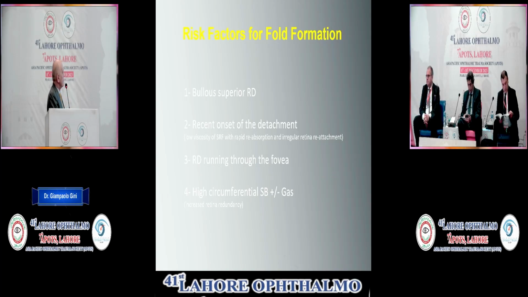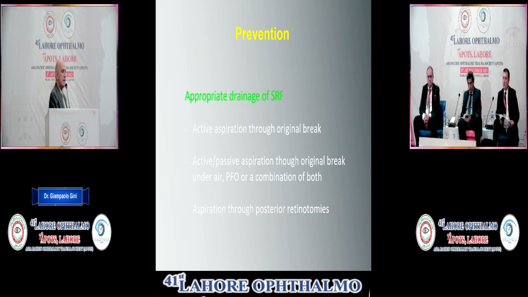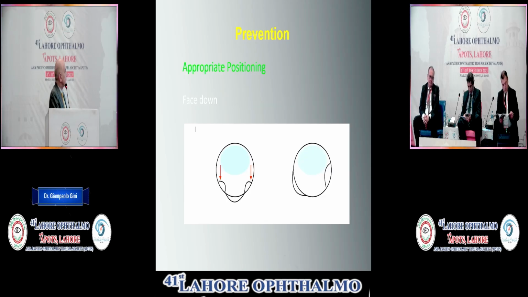How do you prevent this? Well, the prevention obviously passes through a complete and appropriate vitrectomy or other procedure which is aimed at draining completely the subretinal fluid, and then appropriate positioning. I think this is quite important. Generally, what we tend to do is to position the patient face down, and by doing that, we hope to push the fluid which may be trapped in the posterior pole to the periphery of the retina.